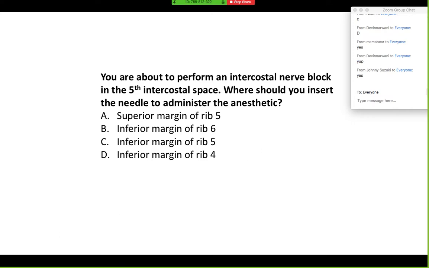Okay, so you're about to perform an intercostal nerve block in the 5th intercostal space. Where should you insert the needle to administer the anesthetic?